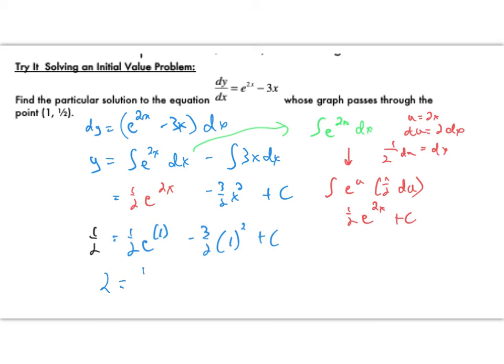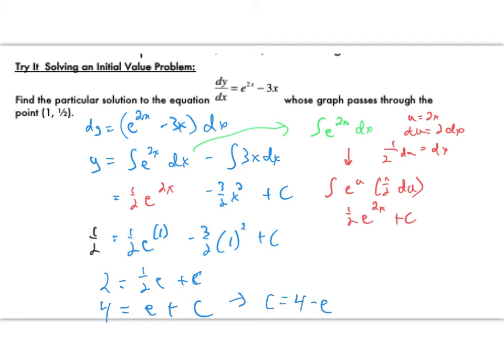Okay. And then I'm going to have 1/2 e plus c. All right, I'm not a fan of these fractions, so I'm going to just double everything. And it doesn't matter what you get for c. 2 times a constant is a constant. So this is going to mean c is equal to 4 minus e.